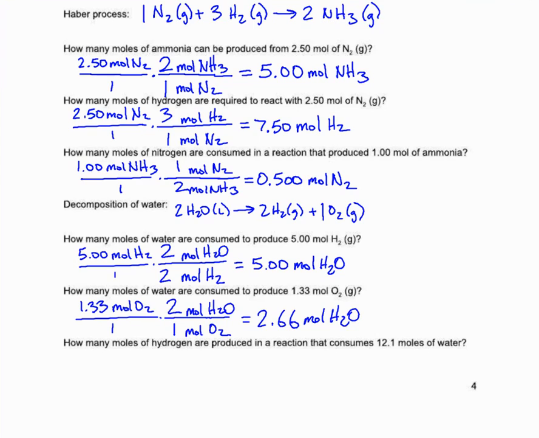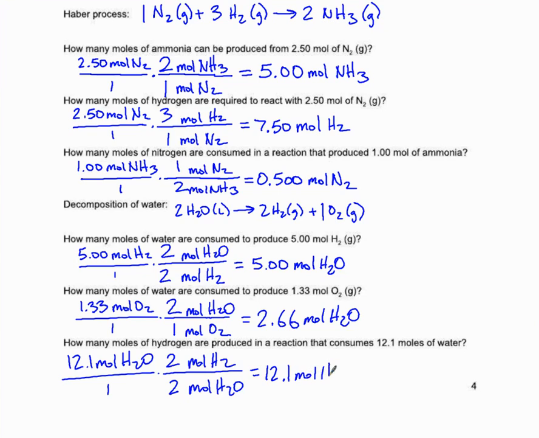How many moles of hydrogen are produced in a reaction that consumes 12.1 moles of water? Here's my starting point, 12.1 moles. We want to relate moles of water with moles of hydrogen. In this case, the coefficients are both 2. And so it is 12.1 moles of hydrogen.